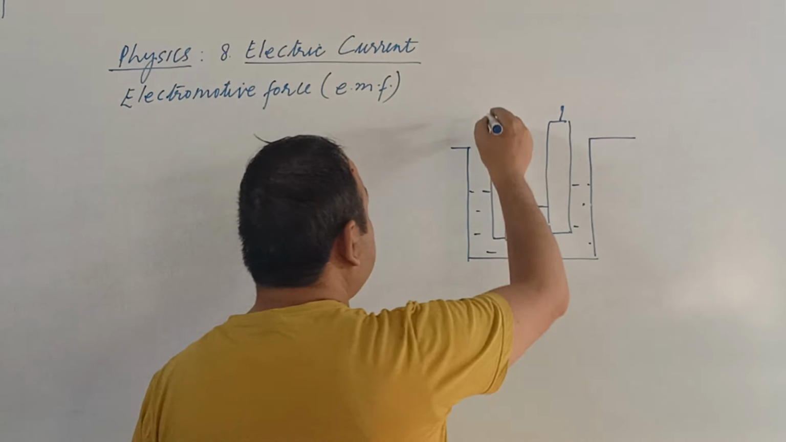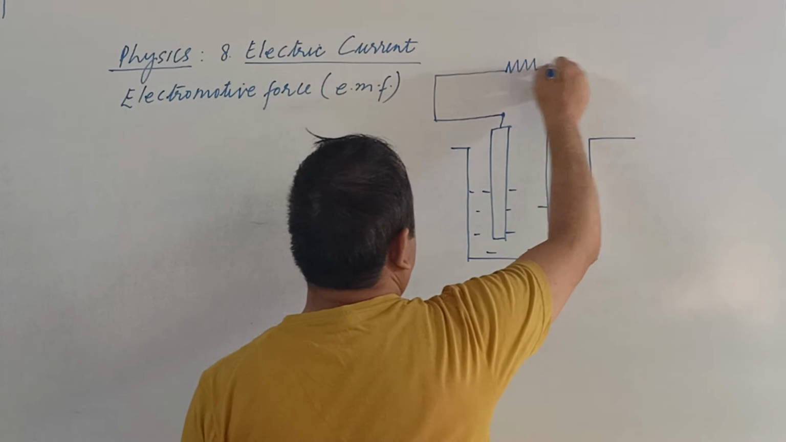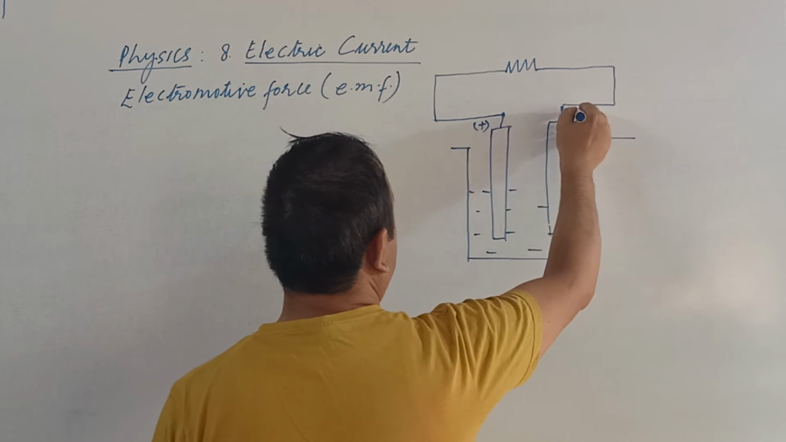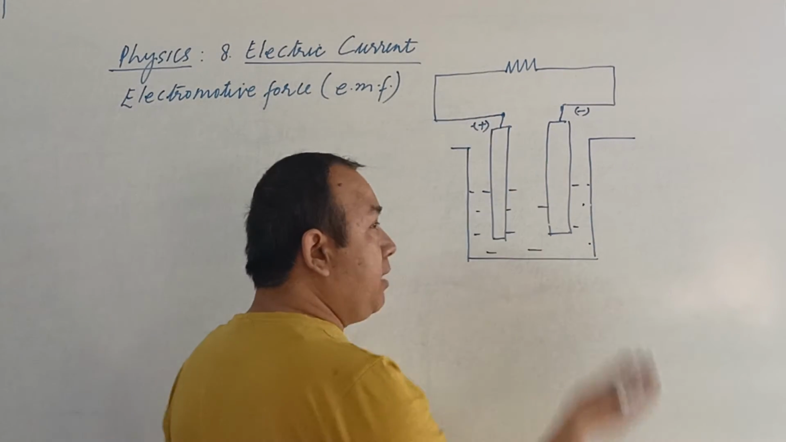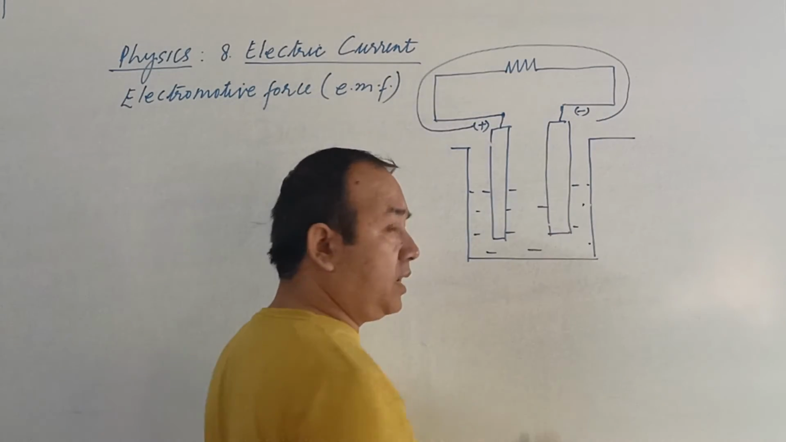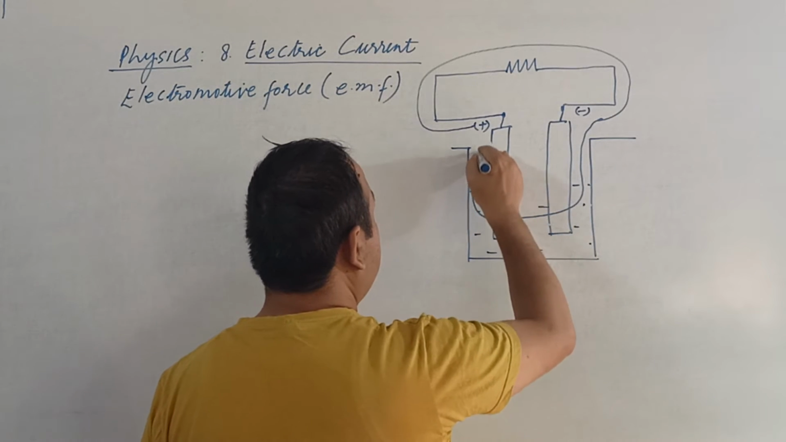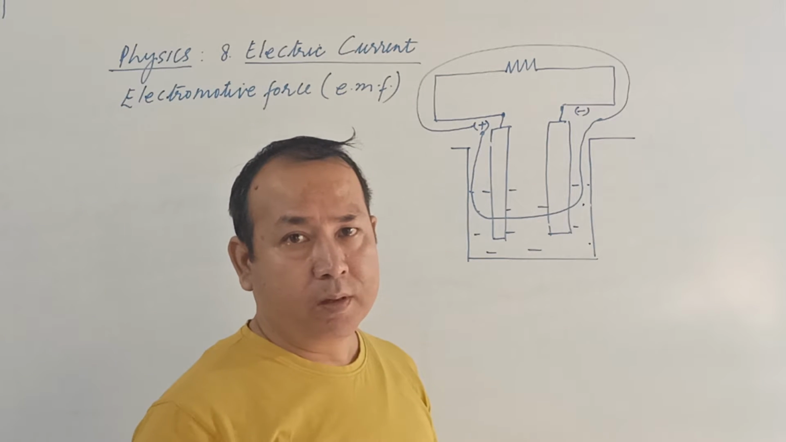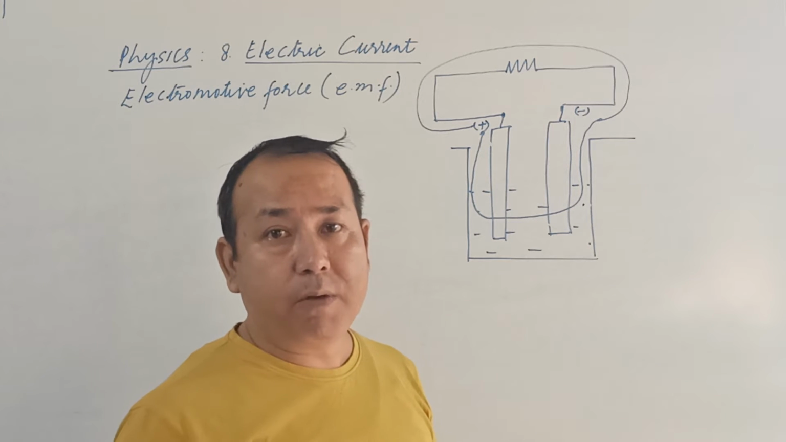That means, suppose this terminal is connected with an electrical appliance. Let it be a resistor. Suppose this is the positive terminal and this is the negative terminal. Then the energy spent, or the amount of work done, to take this positive charge one complete round through the external circuit, then through this electrolyte, and again come back to the same position. How much work is done? If you calculate that, you get the value of EMF. So this is what we understand by the EMF of a cell.